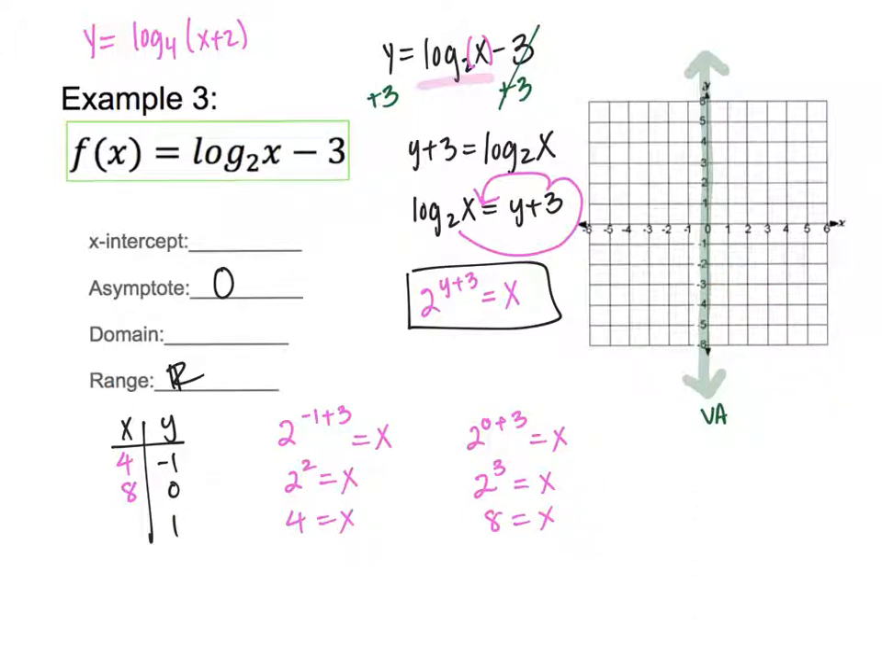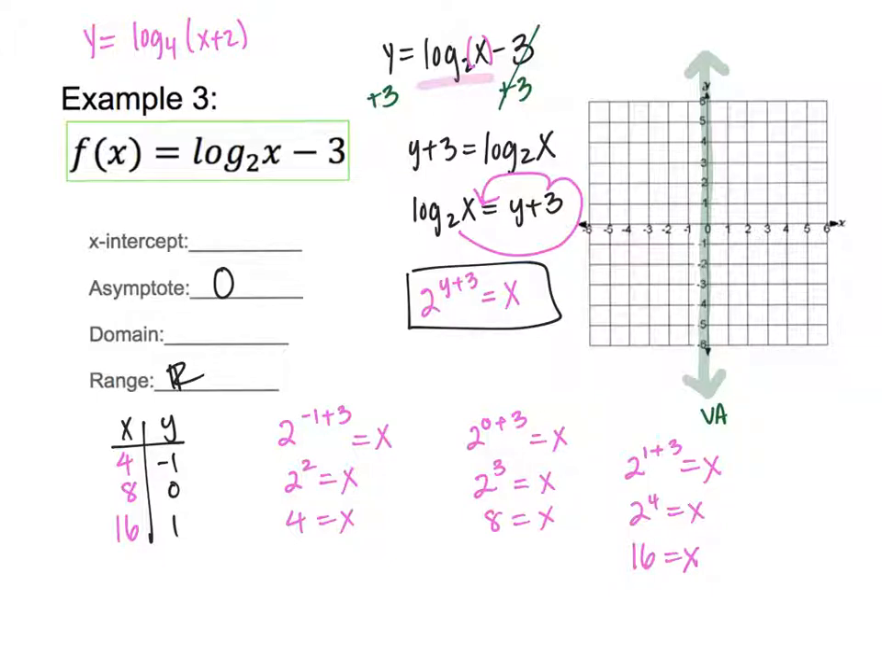Just going back to the problem here, let's see. Let's plug in our last number. So 2 to the 1st power plus 3 equals x. So this is going to be 2 to the 4th power. 2 to the 4th power is 16. So this is 16 here.